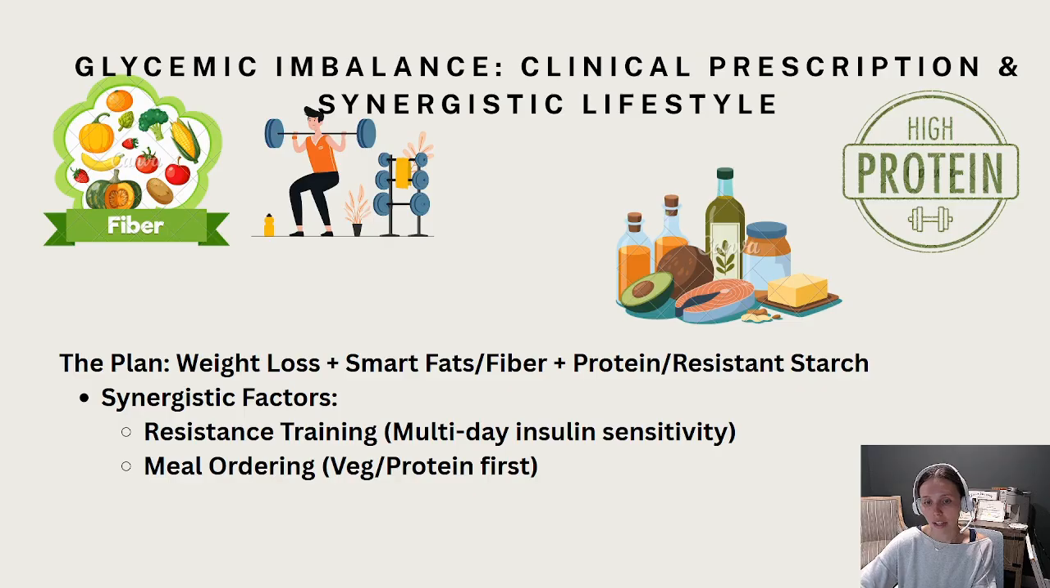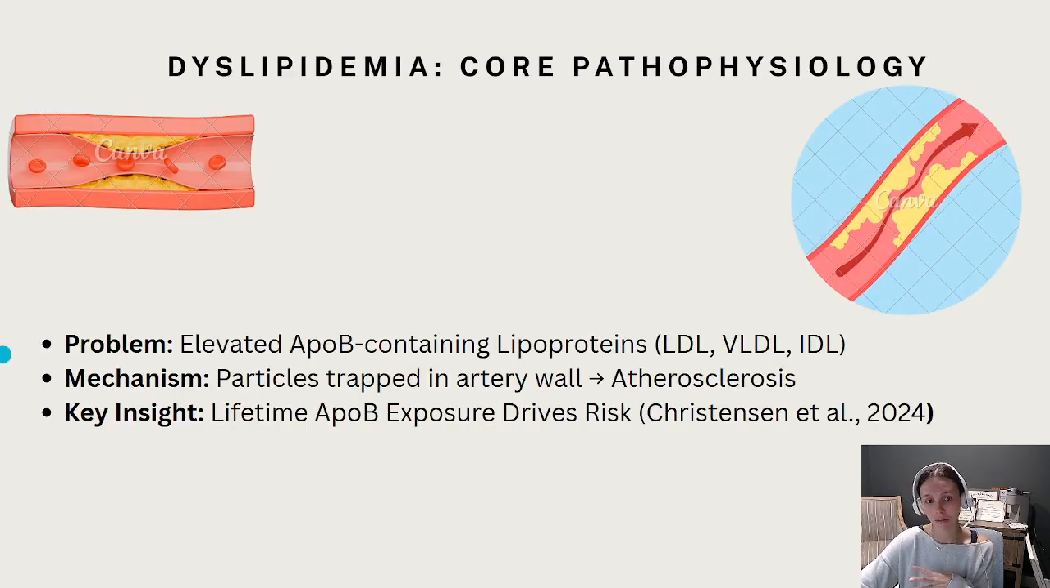So instead of just having carbohydrates on their own, we can pair them strategically with protein and non-starchy vegetables to effectively blunt the post-meal glucose spikes. So now we're going to talk about our next condition, dyslipidemia, which is the core problem.